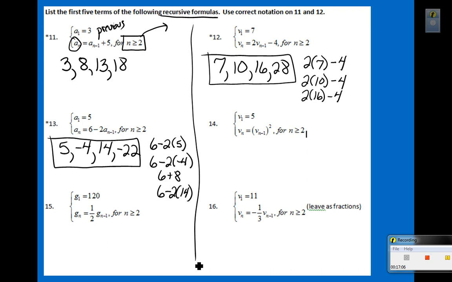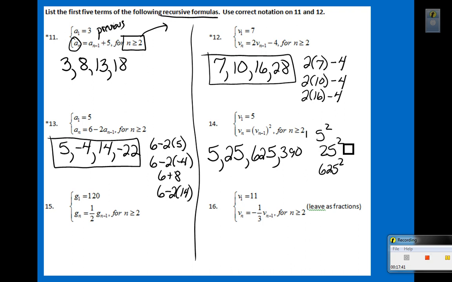Your first term is going to be 5. Your next term is the previous term squared. So 5 squared is going to be 25. Then I'm going to go 25 squared is 625. And then I'm going to go 625 squared and get 390,625. Hey, notice I did not put a comma in here because I didn't want to confuse you with the term.